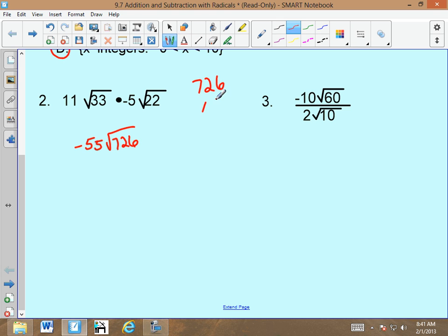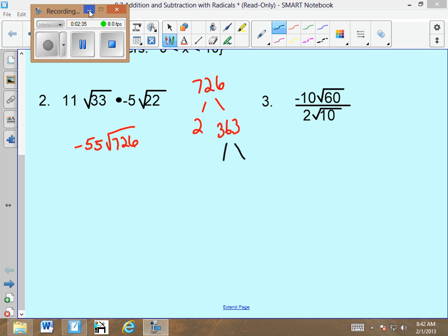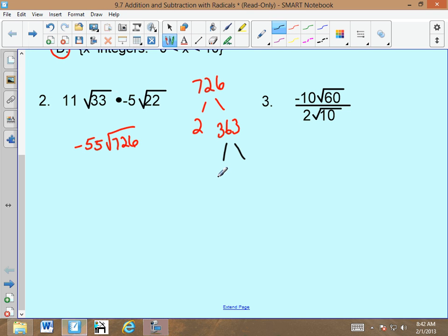Now, 726, 6 is even, so I know 2 will go into it. So in my calculator, I go 726 divided by 2, that equals 363, okay? So 2 will not go into 363 because 3 is not even. So I'm going to check my next prime number. My next prime number is 3. So now I'm going to go divided by 3 in my calculator. Yep. 121. 3 times 121 is 363.